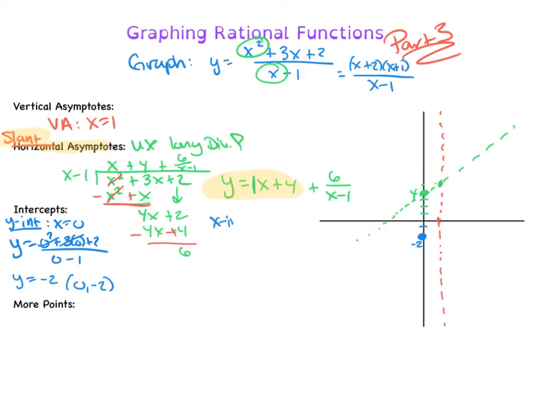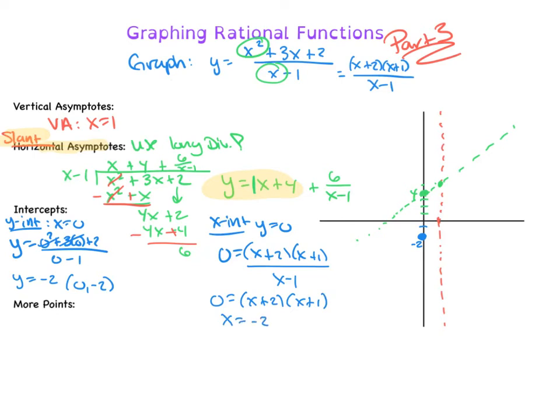So to find the x-intercept, we're going to set y equal to 0. 0 equals x plus 2, x plus 1 over x minus 1. And multiplying by the x minus 1, we just get 0 equals x plus 2 times x plus 1. So our two x-intercepts are at negative 2, negative 1. Negative 2 and negative 1. Remember, if this is x plus 4, this is at negative 4. So here's what our graph looks like. Something like that.